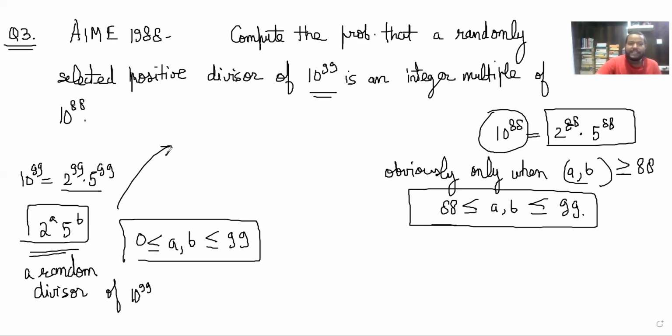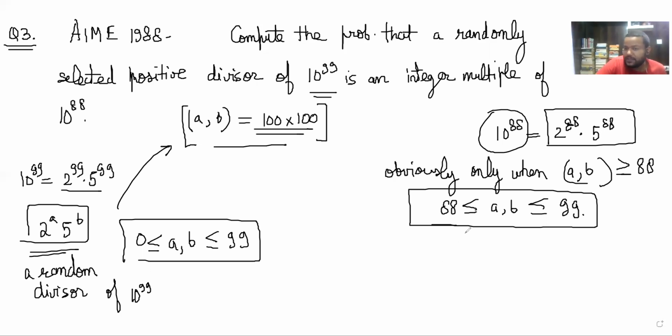So the total number of divisors possible here. Let's look at what the possibilities for A are. A has 100 possibilities from 0 to 99, and B also has 100 possibilities from 0 to 99. So how many ways can you construct this ordered pair? The number of ordered pairs will be 100 into 100. You should realize that each ordered pair will give a different number, and order clearly matters here. So A comma B is not the same divisor as B comma A, because that divisor will be 2 power B and 5 power A, and that is not the same as 2 power A and 5 power B. So the total number of divisors is this.